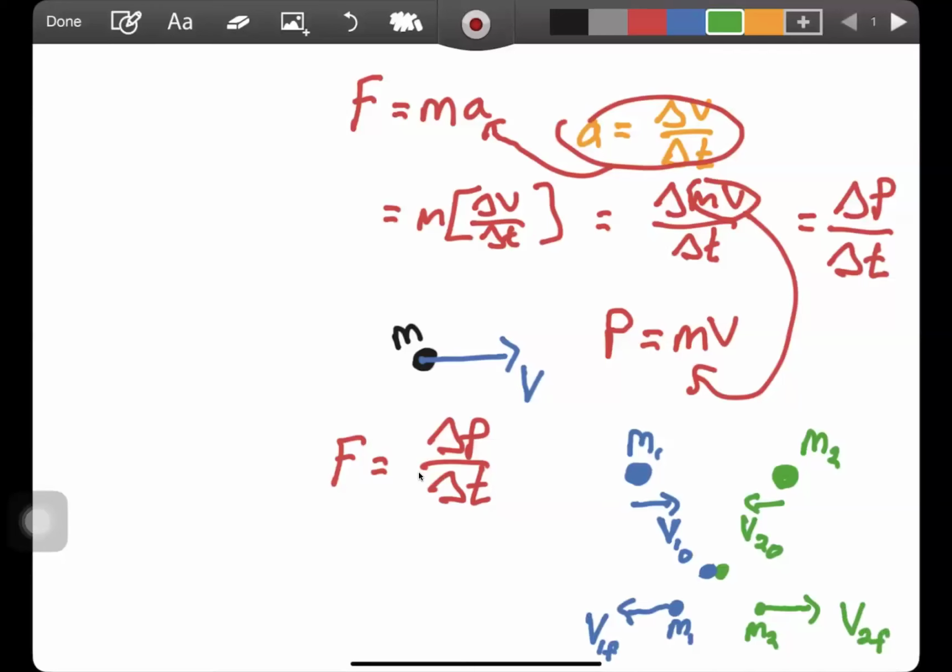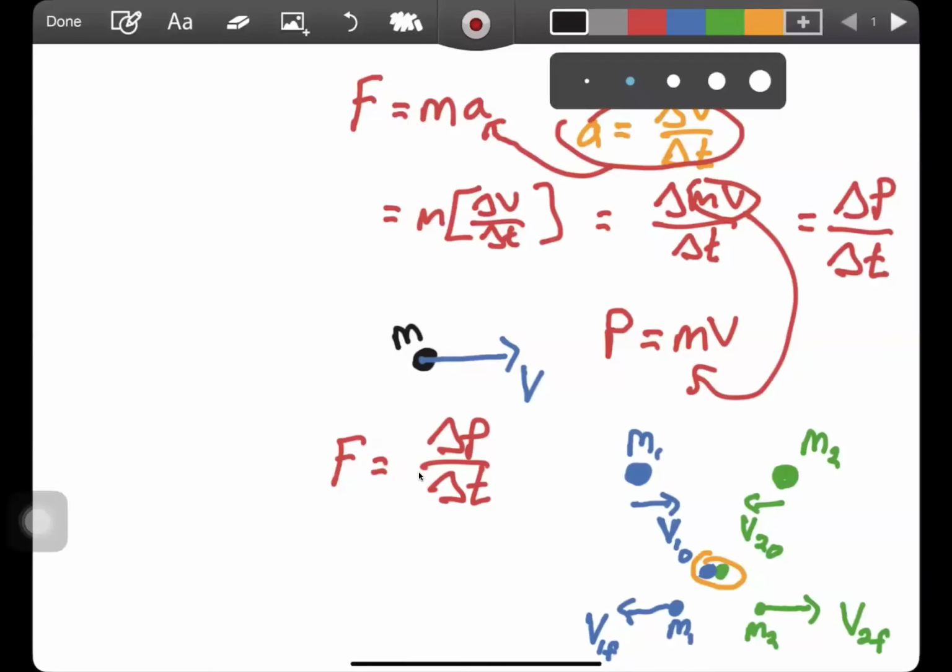And so by relating momentum to force, we can solve this problem by recognizing that if you consider the system just those two masses colliding into each other, then when they hit each other right here, there's going to be equal and opposite forces acting on the objects. There's going to be a force on mass 1 by mass 2 that's in that direction, but then there's also going to be a force on mass 2 by mass 1 that's in that direction.